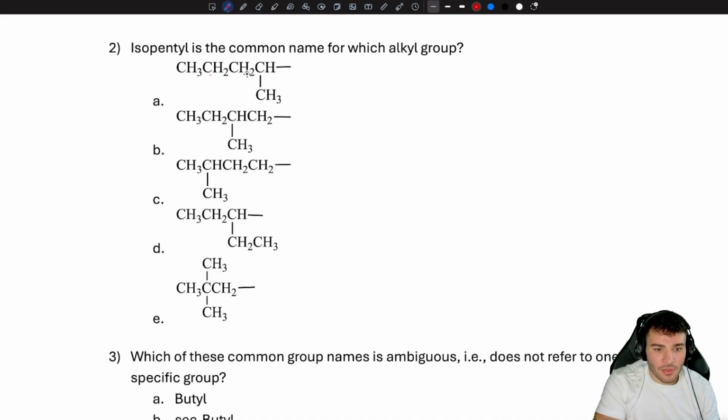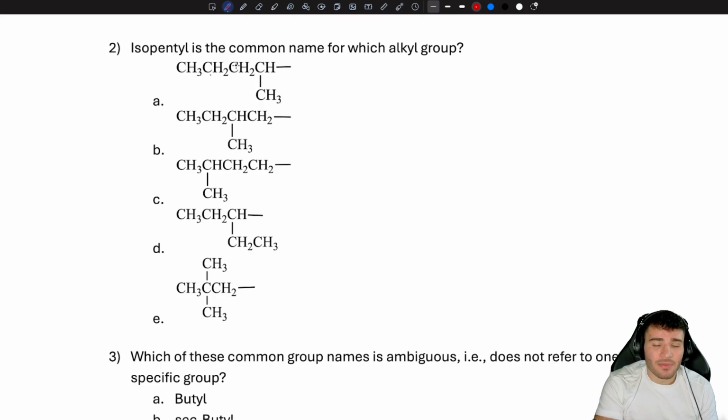So I have 1, 2, 3, 4, 5. That's good. 1, 2, 3, 4, 5. Unfortunately for us, they all have 5 carbons. So now we actually have to figure out which one is isopentyl.